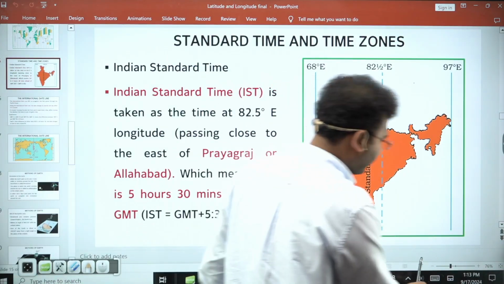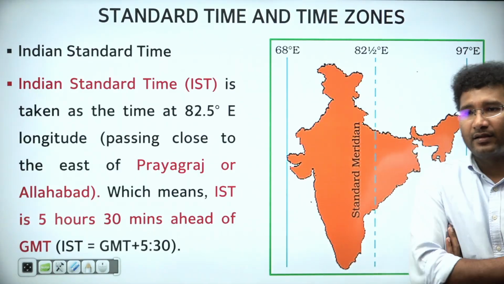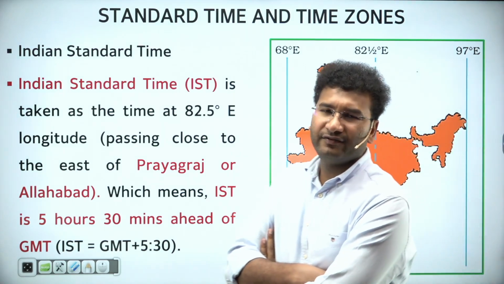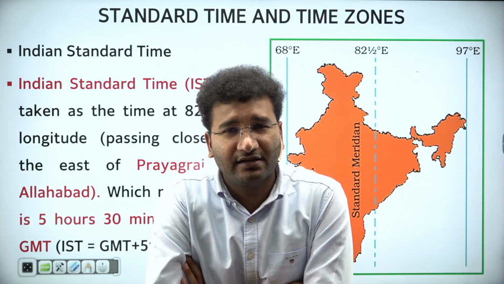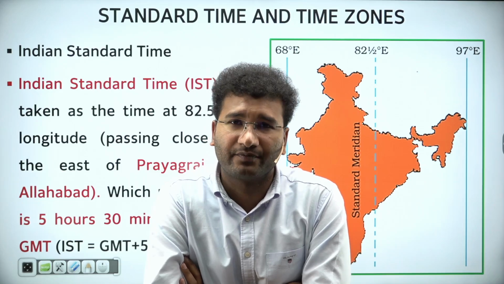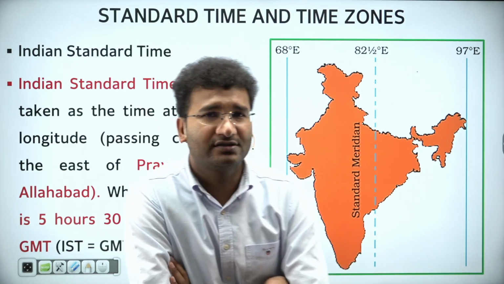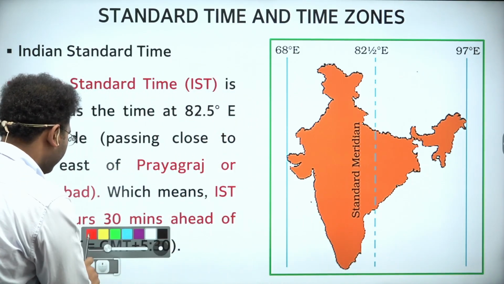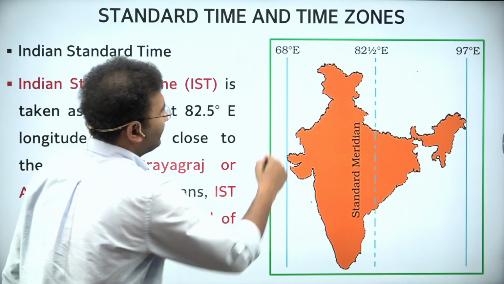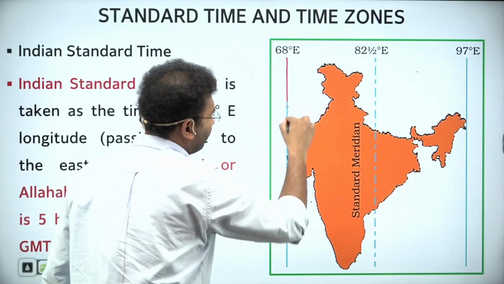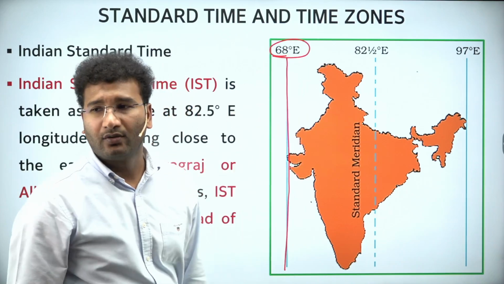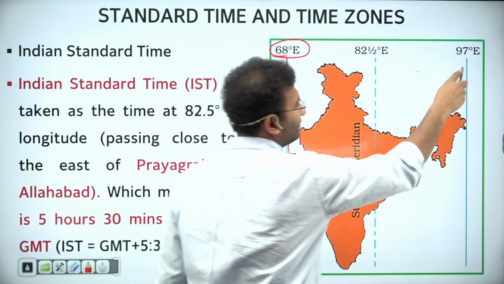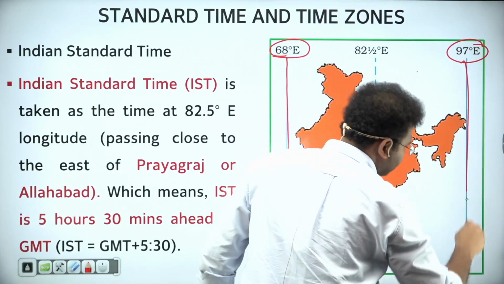See here, for entire India, we only have one time, right? But still we face a lot of problems here. Now, what are these problems? Number one, what is the westernmost point of India? That is 68 degrees. What is the easternmost point of India? That is 97 degrees.